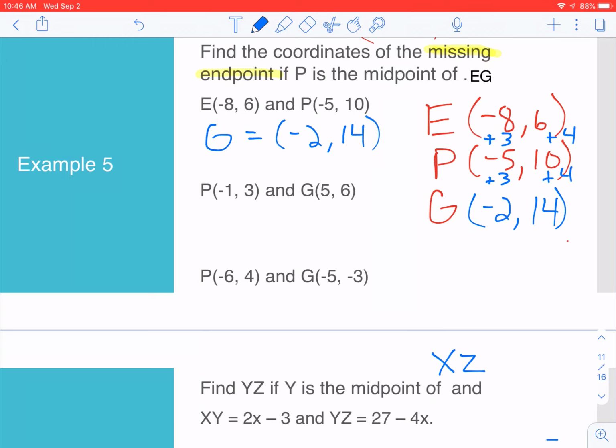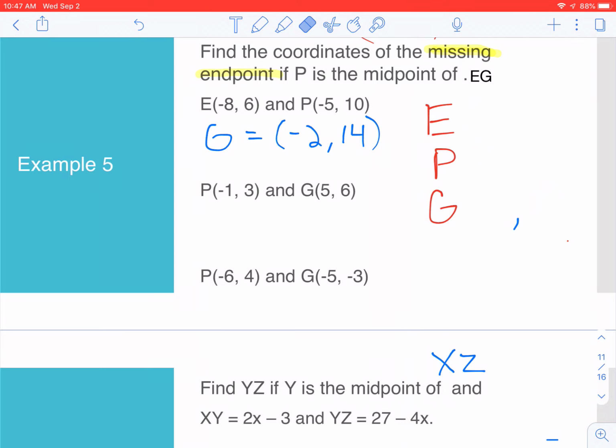Okay? What I'm going to do here is I'm going to keep my EPG out here. If you're writing this down, you're just going to write EPG again. Now P, we're going to go the other way. Change it back to red here. P is negative 1, 3. G is 5, 6. So now I can go the other way.